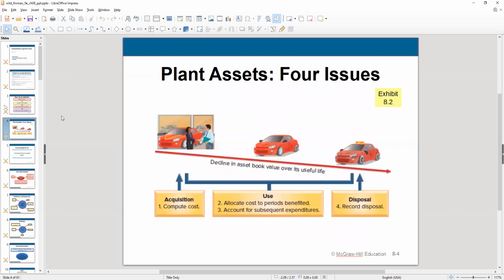Now, you can see by the slide, we have 4 issues. First, we have to determine what the cost is. And the cost is everything that goes into getting an asset ready to be placed into service. It's not always just what you paid for a vehicle. It might have additional costs built in, such as you might need to put shelving in it. You might need to put logos on it. All the costs that go into any piece of equipment all get included in computing the cost.